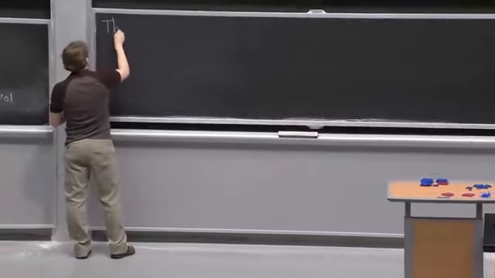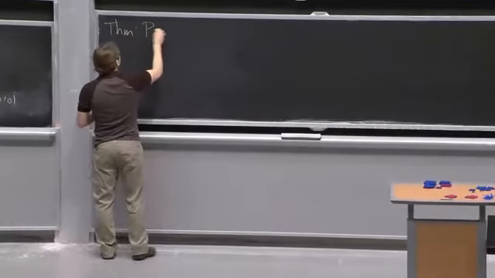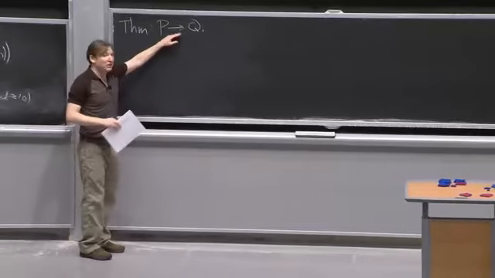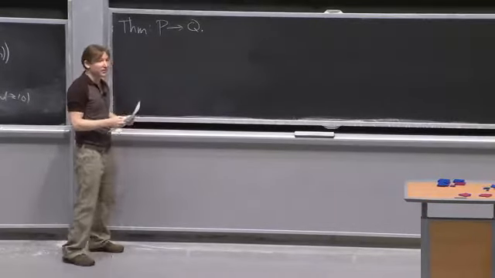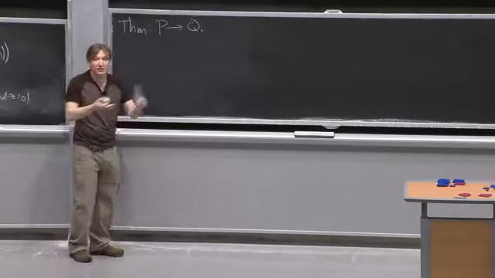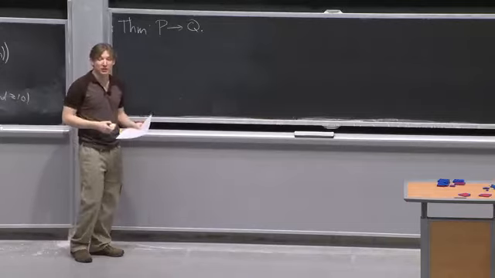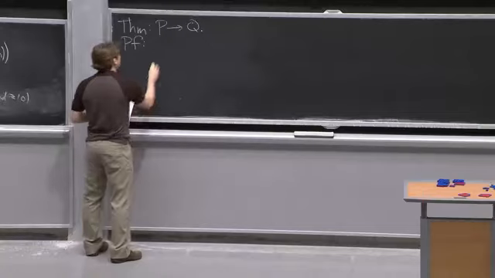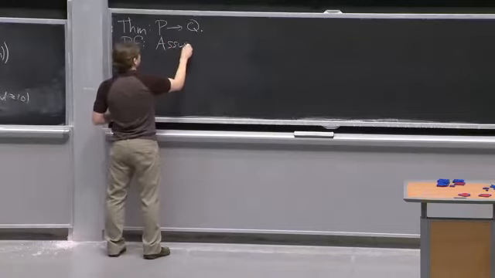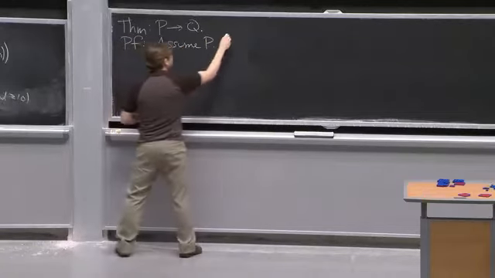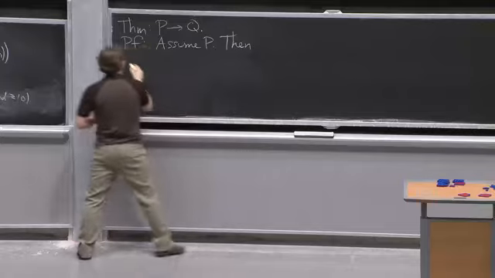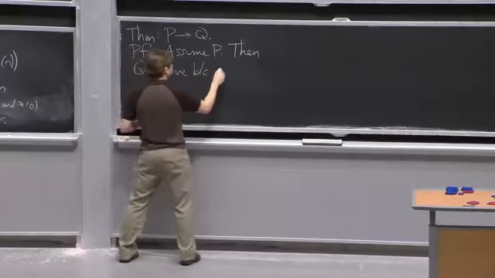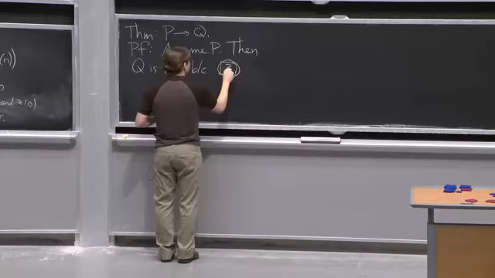If we have a theorem that says P implies Q. I mentioned we're going to be using implies all the time. And often theorems say, if this, then that. If P, then Q. How do we prove this? Our proof often looks like, assume P. Then Q is true because reasons.